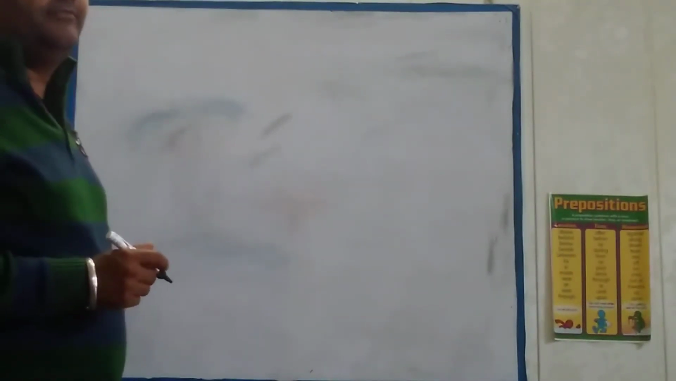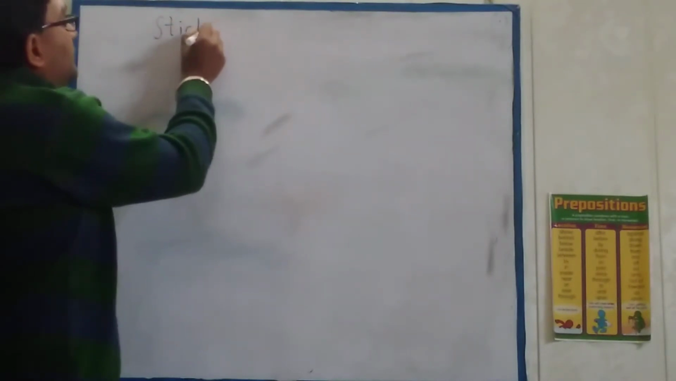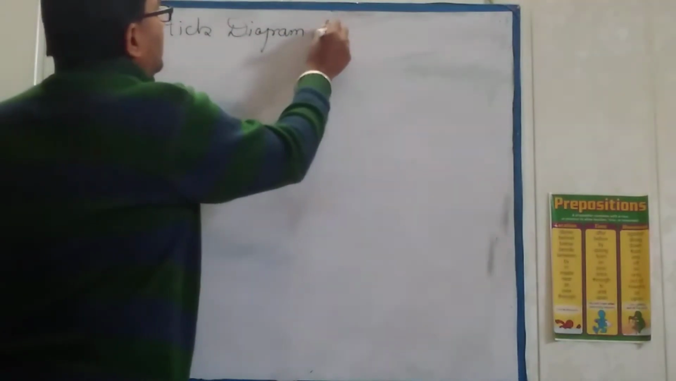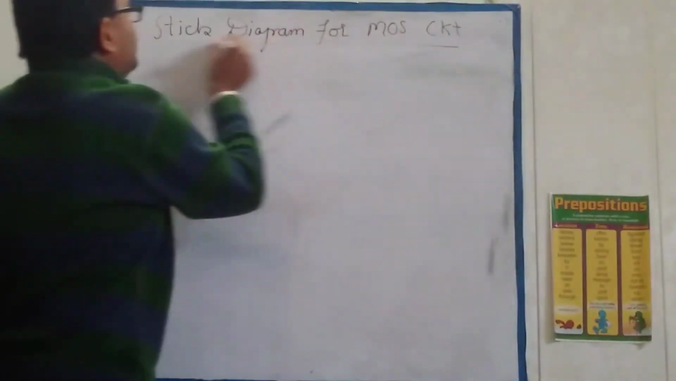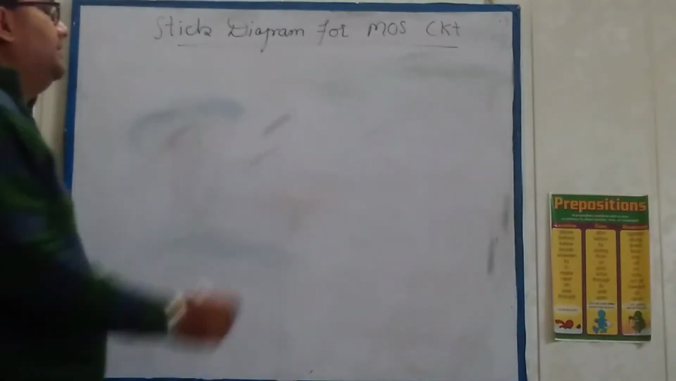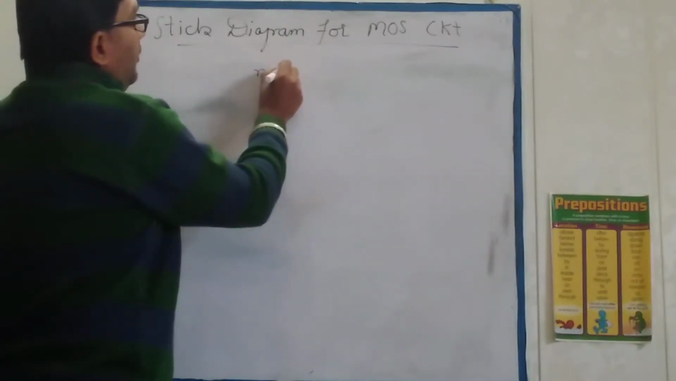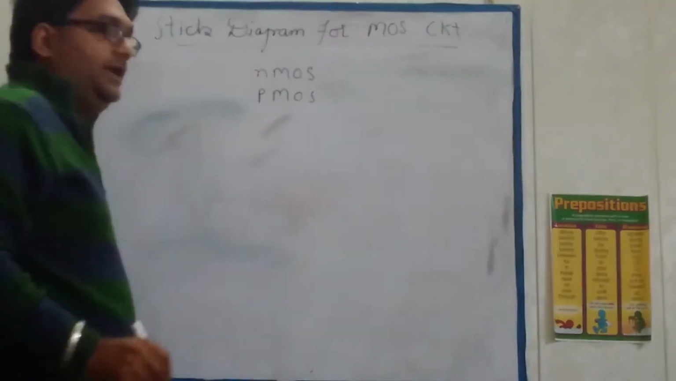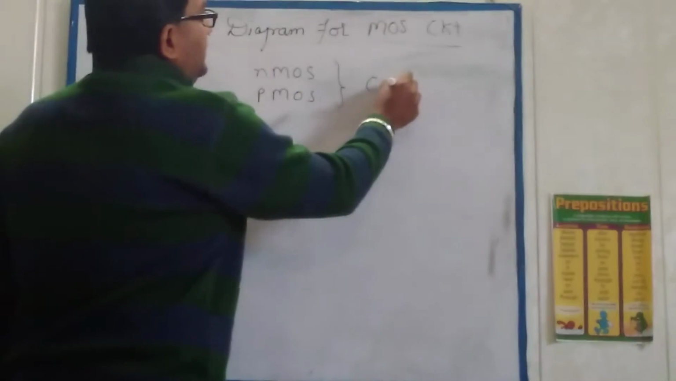Let's see today how to draw the stick diagram for the MOS circuits. Stick diagram for MOS circuit. Right, so we know that we have two kinds of MOS, that is the NMOS and the PMOS. And if we take the combination of both, you will get the CMOS.